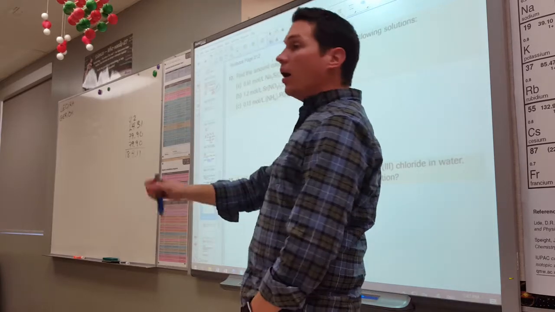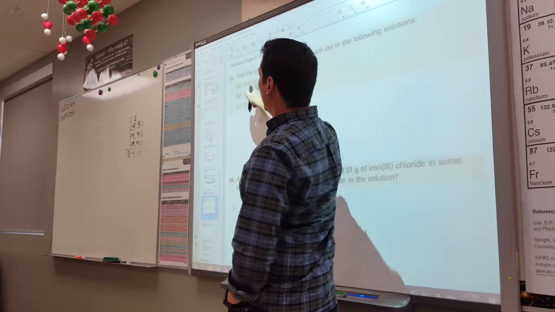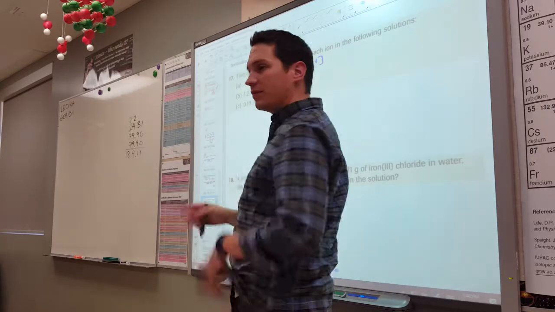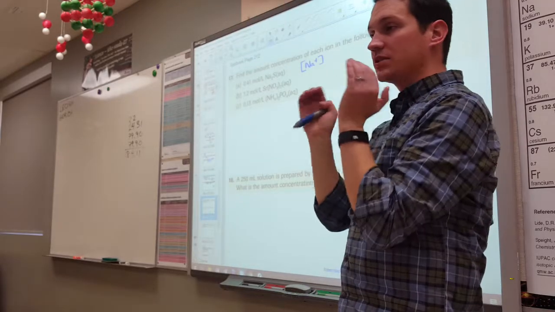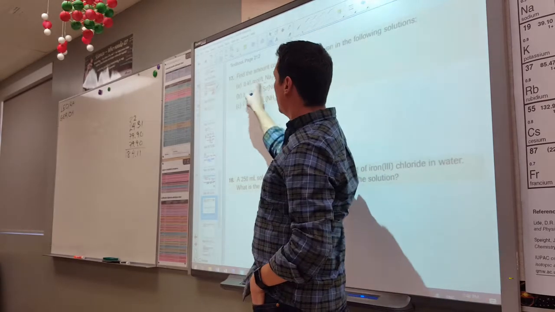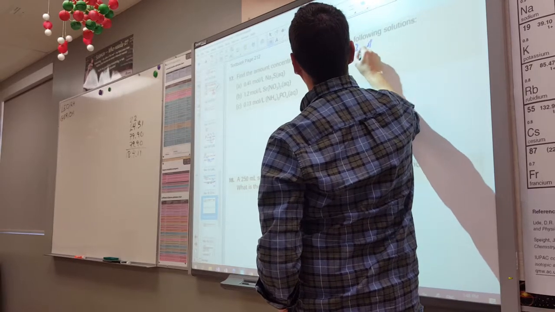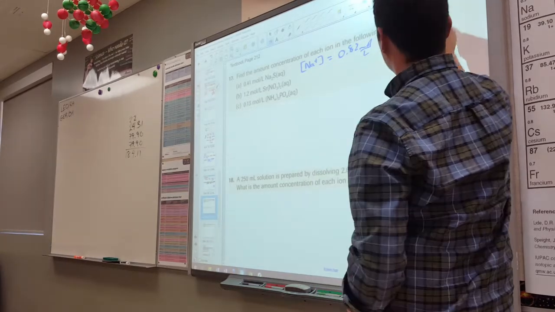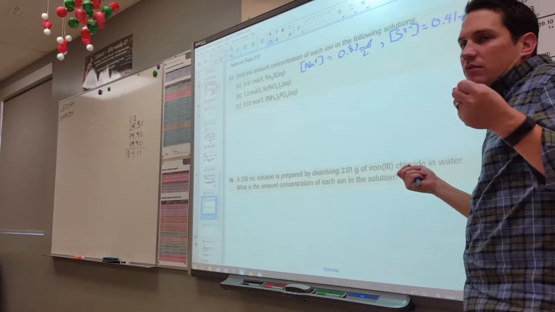Okay, hopefully you got, I'm just going to summarize this first question. For A, the concentration of sodium ions. Have we ever used the square brackets before? Square brackets mean concentration of this thing, okay? So concentration of sodium ions is double this thing, so 0.82 moles per liter. And the concentration of sulfide is just 0.41 moles per liter. Are we okay with that?